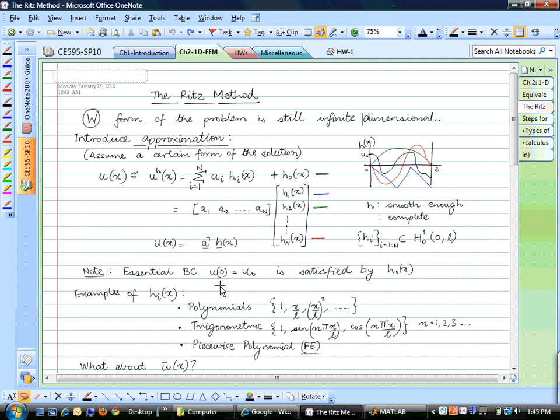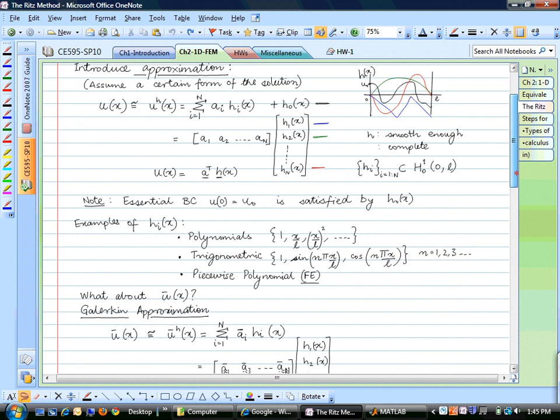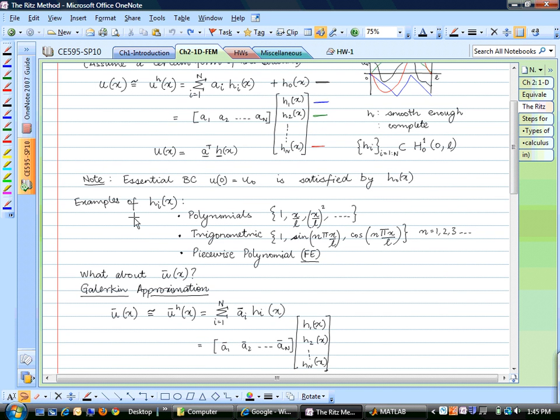Okay. And here is how we will satisfy boundary conditions. We will pick a function h0 right here. You can pick any function, as long as it satisfies the essential boundary condition at 0, it is good. There are some examples of what types of basis functions you could choose. Now let me introduce this term also. All these functions h are called either basis functions or shape functions.